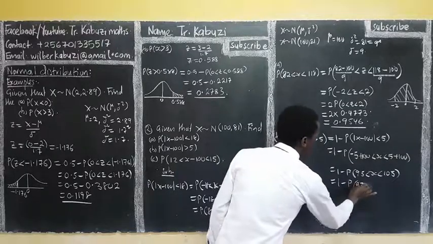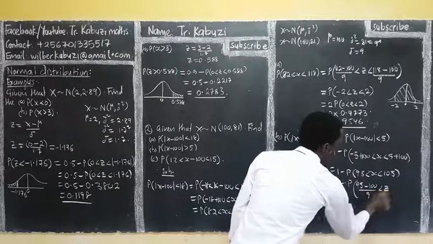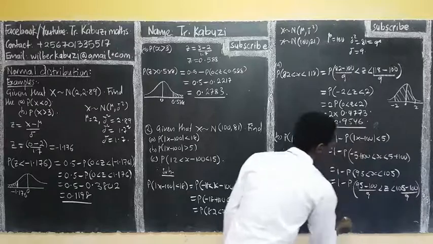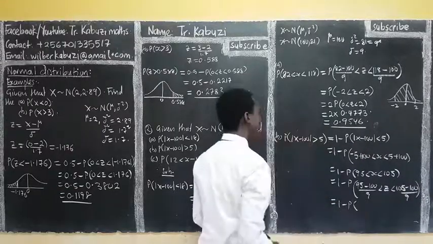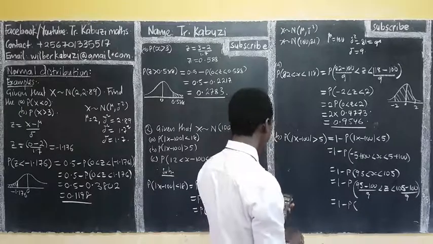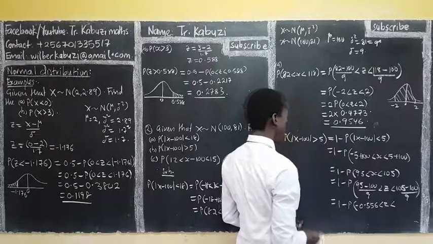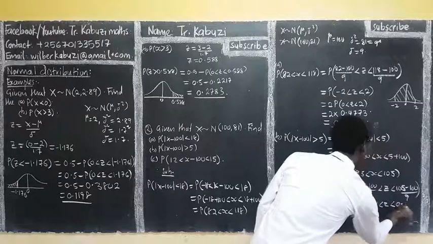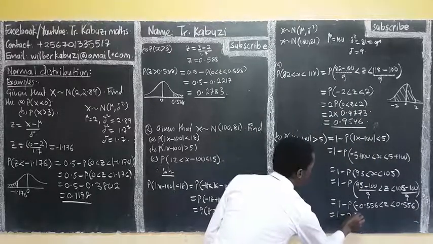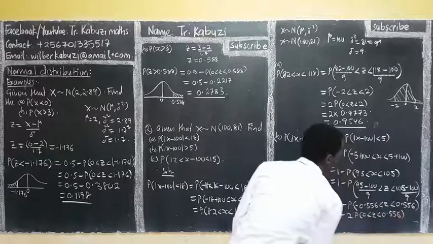Now we standardize this. We take x minus the mean, 100, over 9. The moment we do this, this becomes z. So this is 1 minus the probability of negative 5 divided by 9, which gives negative 0.556, less than z less than 0.556, to 3 decimal places. So this would be 1 minus 2 times the probability of 0 less than z less than 0.556, because you see they are the same.